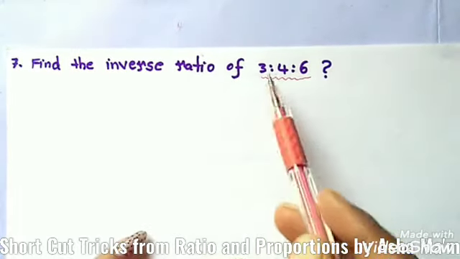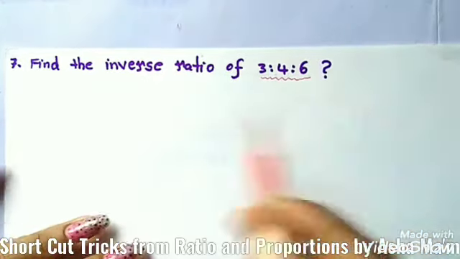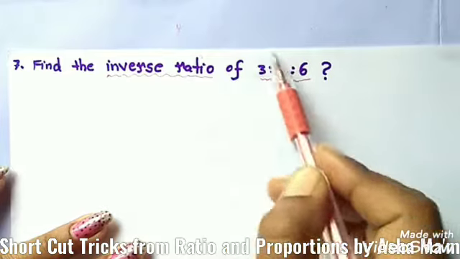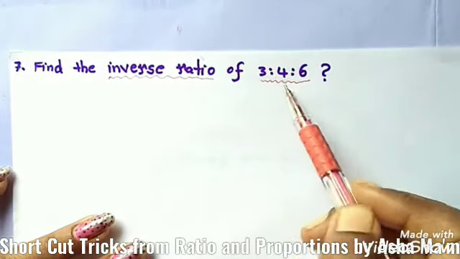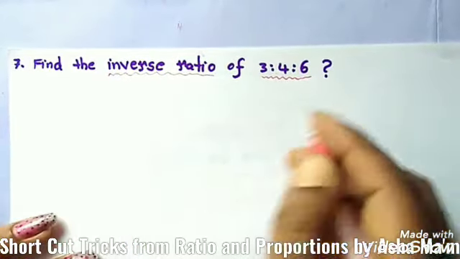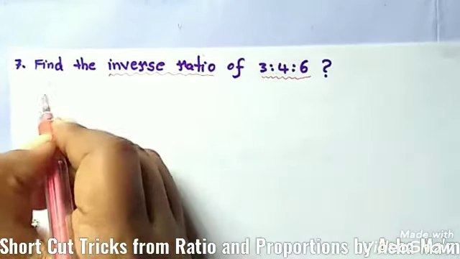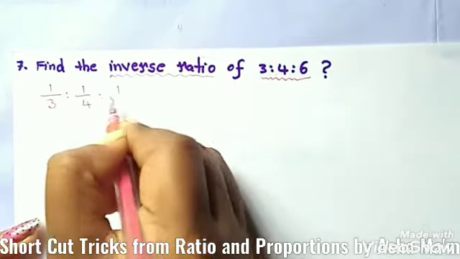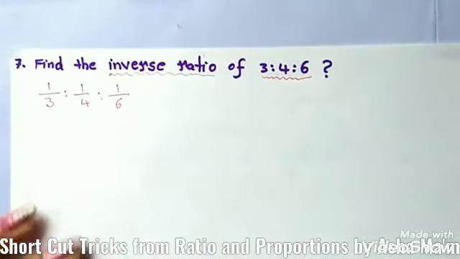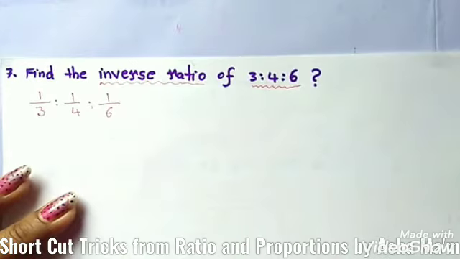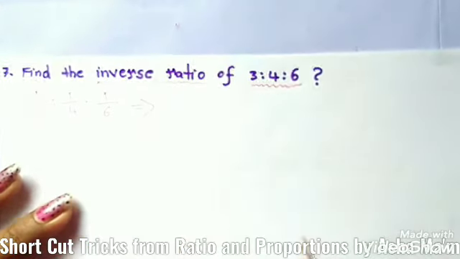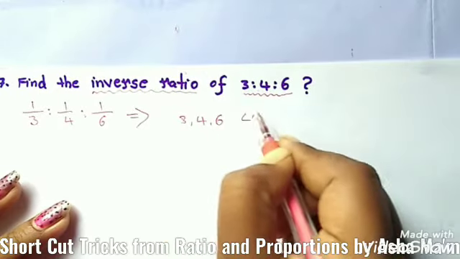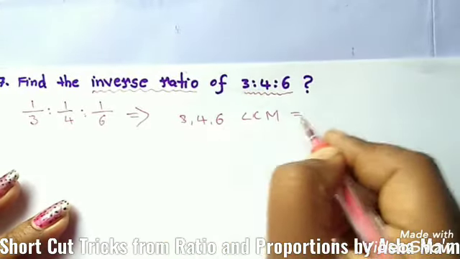Find the inverse ratio of 3 is to 4 is to 6. Here is the new word. You have to know that inverse ratio means in this ratio, if you write these terms in the form of fraction, that is only known as inverse ratio. Here 1 by 3 is to 1 by 4 is to 1 by 6. That is only inverse ratio here. Now find the LCM of 3, 4, 6. LCM, that should be 12.